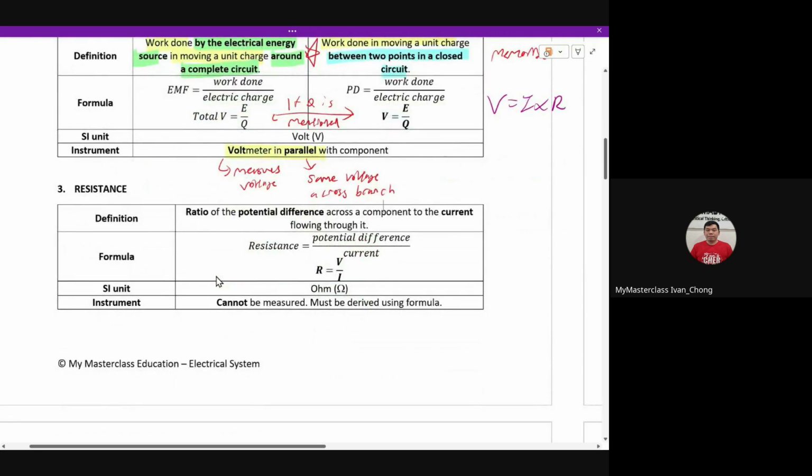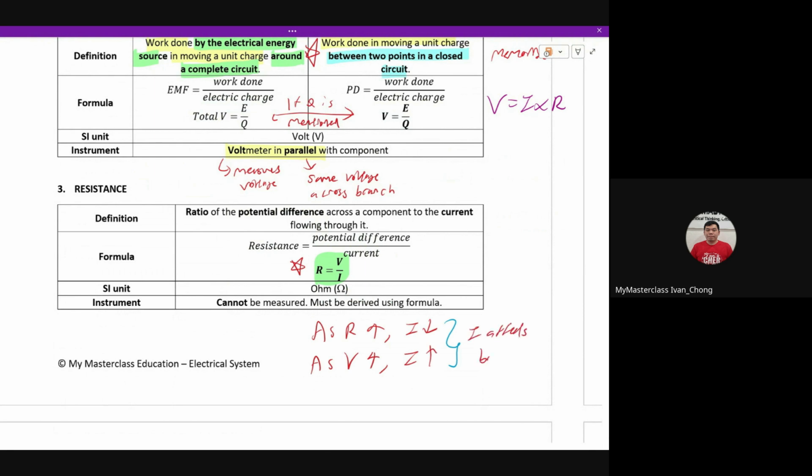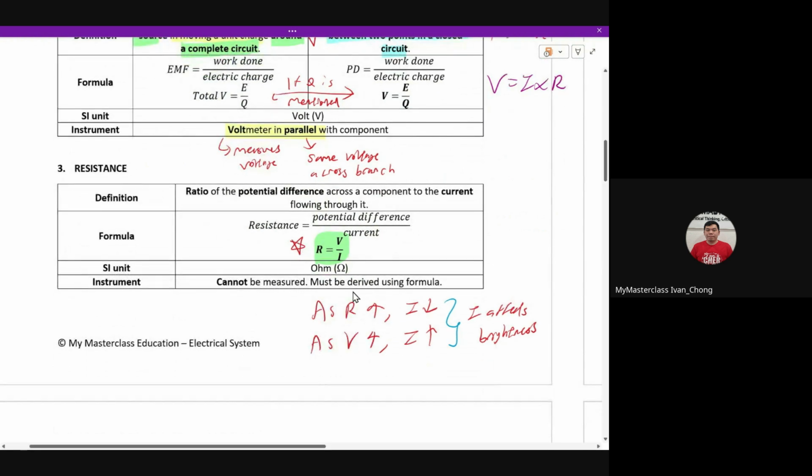Then next, for resistance, the most important one to remember is R is V over I. Why? Because this tells you the relationship. As R increases, I decreases. As V increases, I will increase, right? I affects brightness. So if I have less current, I will have less brightness. If I have more current, I will have more brightness as well. So do take note, resistance cannot be measured. We can only use the formula to calculate it.